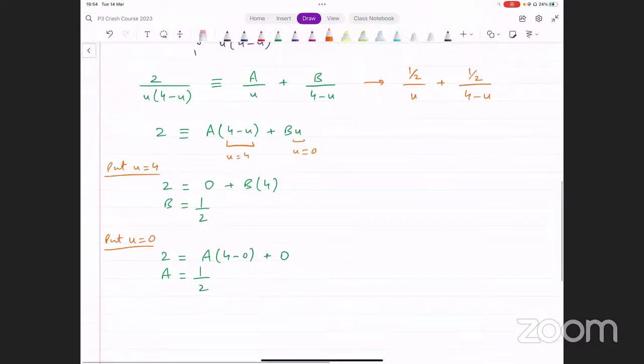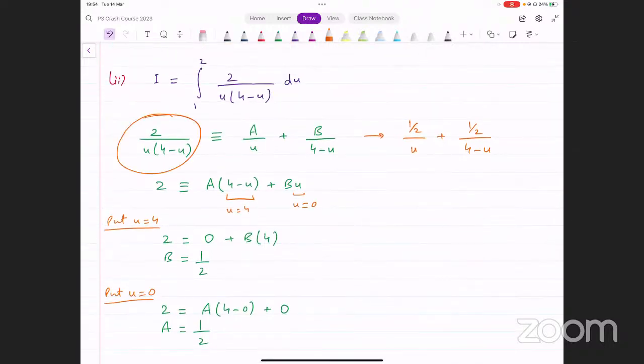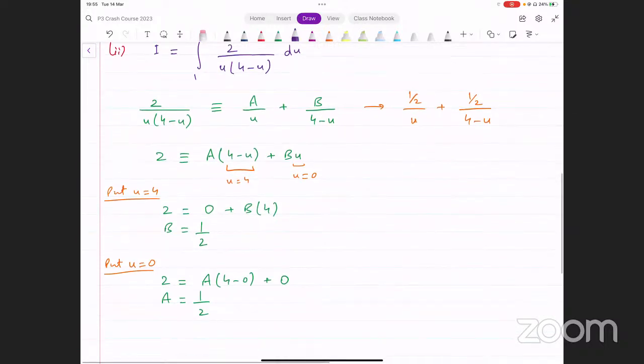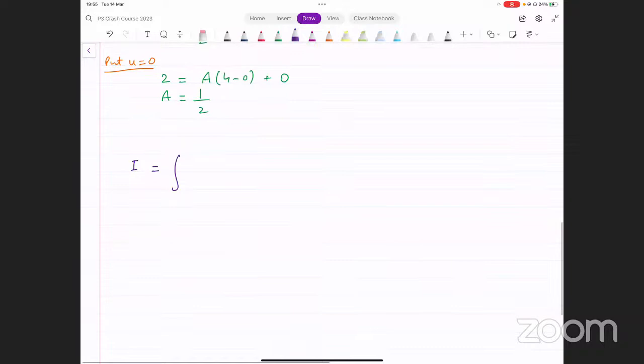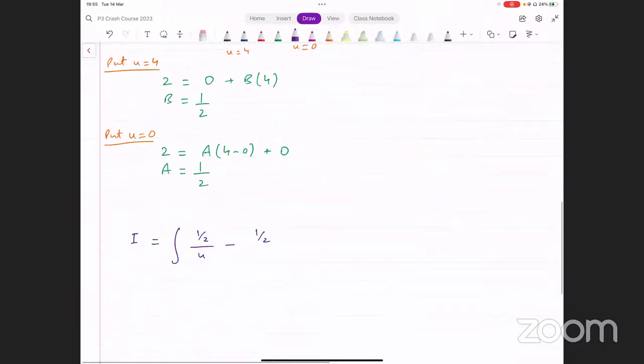Okay, so instead of integrating this original function, what you do is you integrate these two separate fractions. You integrate these two fractions separately. All right, so that's what you do. Let's try that. I is now going to be equal to the integral of 1 over 2 divided by u, plus 1 over 2.